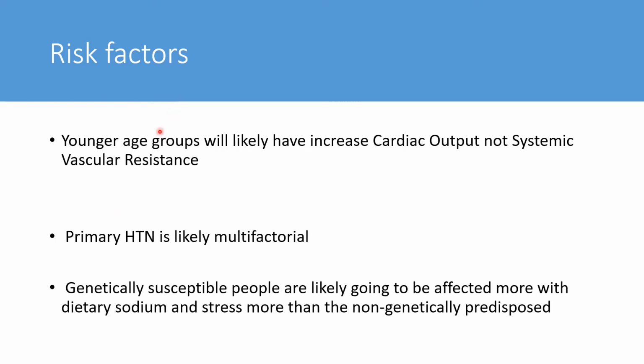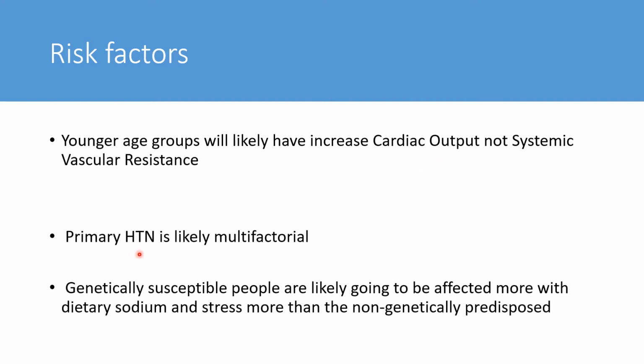Now, still on risk factors, younger age groups will likely have increased cardiac output, not systemic vascular resistance. When we come to pathophysiology, I will dive into that a bit; it could be that you have increased cardiac output and systemic vascular resistance. In younger age groups, the problem is not systemic vascular resistance, it is cardiac output that might be their problem.